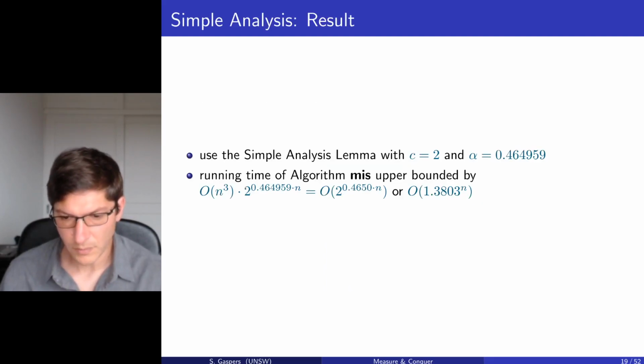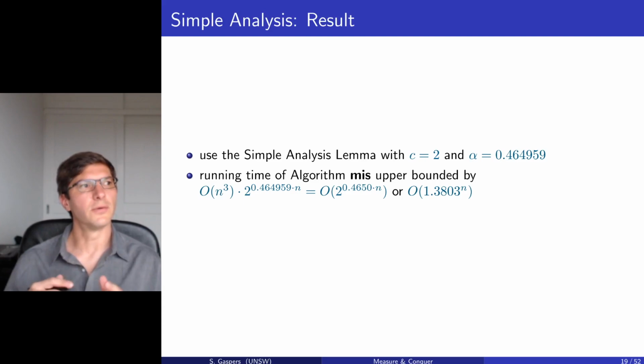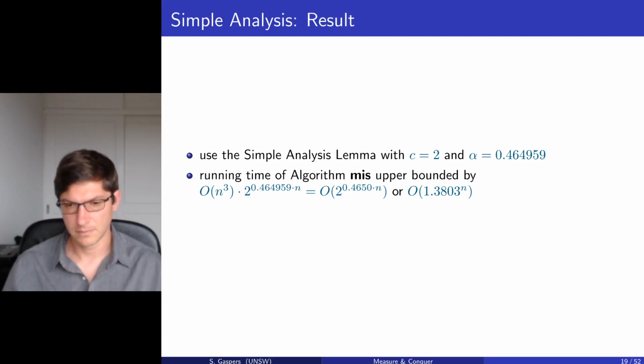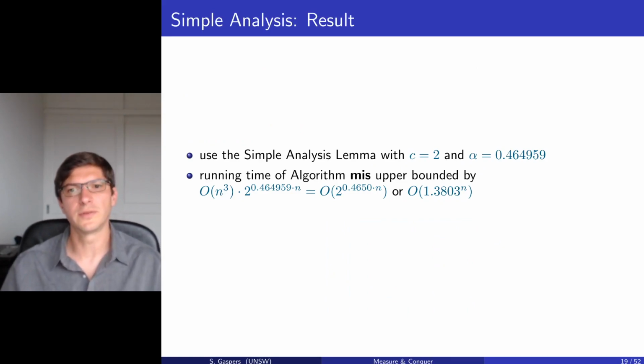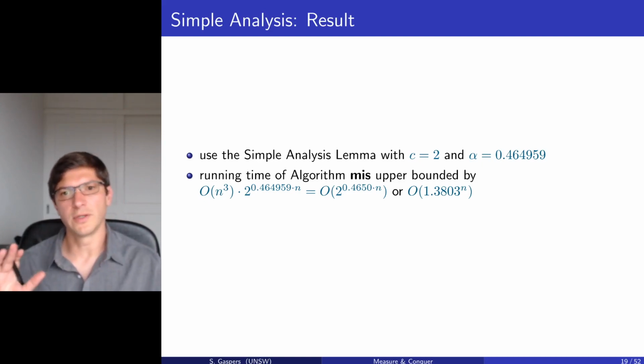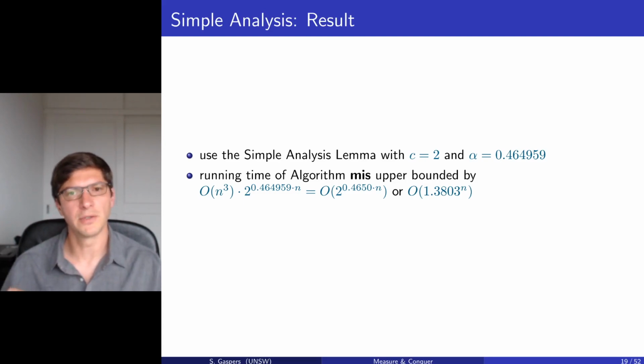So now we know that, okay, for this particular value of alpha, 0.650, actually it's more precise on this slide, 0.464959. So for this value of alpha, and c was the degree of the polynomial that upper bounded the running time at each node of the search tree. So for these two values, all our constraints are satisfied.